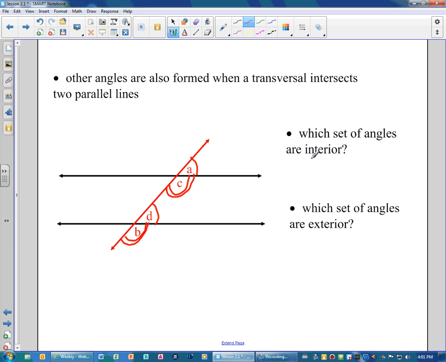Now it says which set of angles are interior. It means it's on the inside. So the interior angles are angle C and angle D because they're on the inside of the two parallel lines. Which set of angles are exterior? That would be angle A and angle B because they're on the outside of the parallel lines. Now, C and D do not equal each other. However, they do add to 180 degrees, as well as A and B add to 180 degrees. We'll talk about that in a little bit.